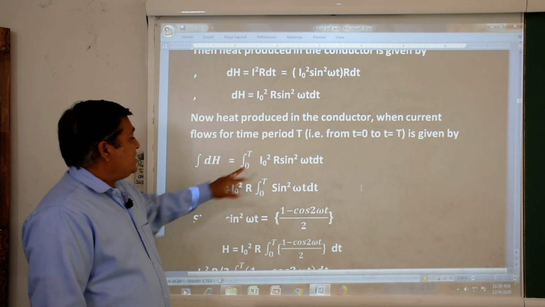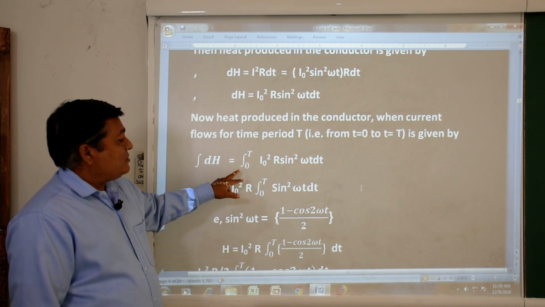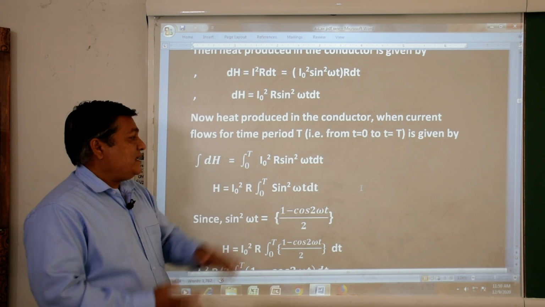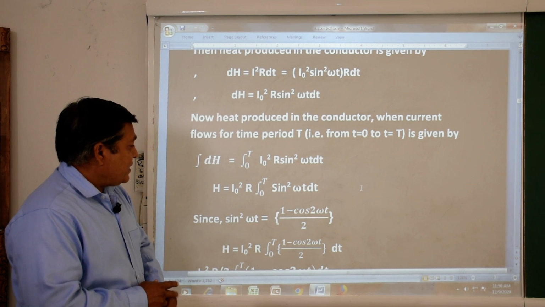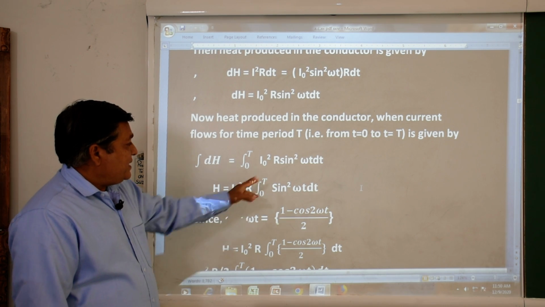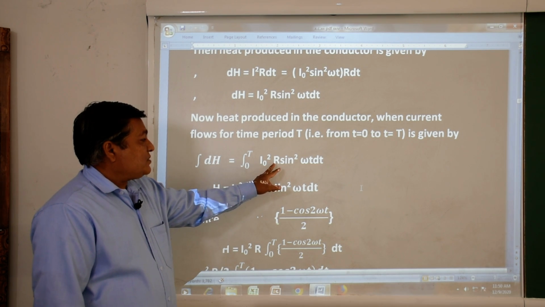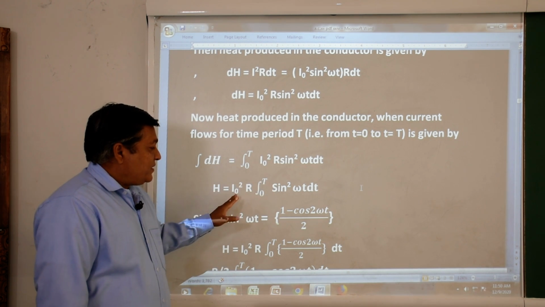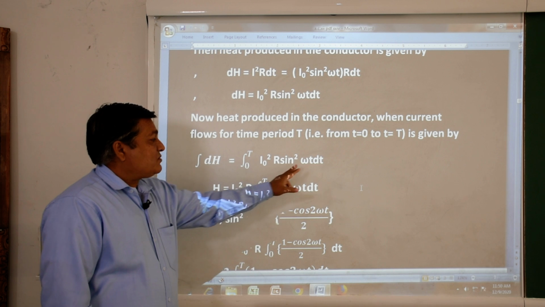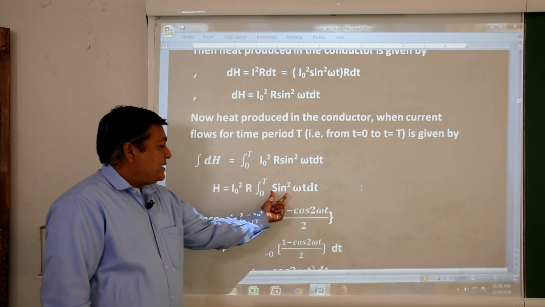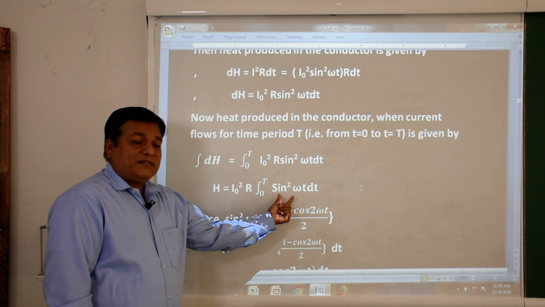Integrating the above equation, integration of dH is equal to integration from 0 to T of I naught square R sin square omega t dt. Integration of dH is H, the heat produced, and we take I naught square R out as a constant term. It is not a function of time t, but sin square omega t is a function of time t, so we have to integrate sin square omega t dt.